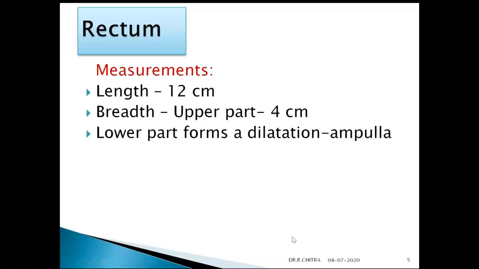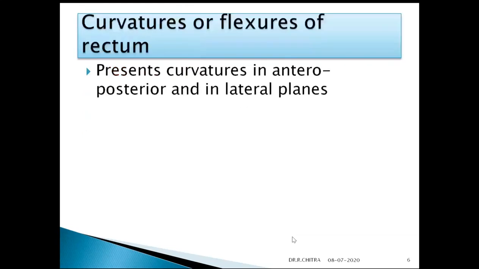Measurements: length is 12 centimeter, breadth in the upper part is 4 centimeter, and the lower part forms a dilatation known as ampulla. Curvatures of the rectum: it presents curvatures in anteroposterior and in the lateral planes. So it has curvatures in two axes.